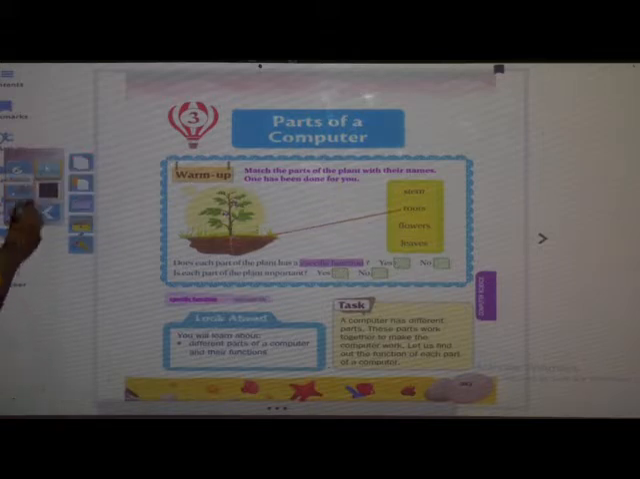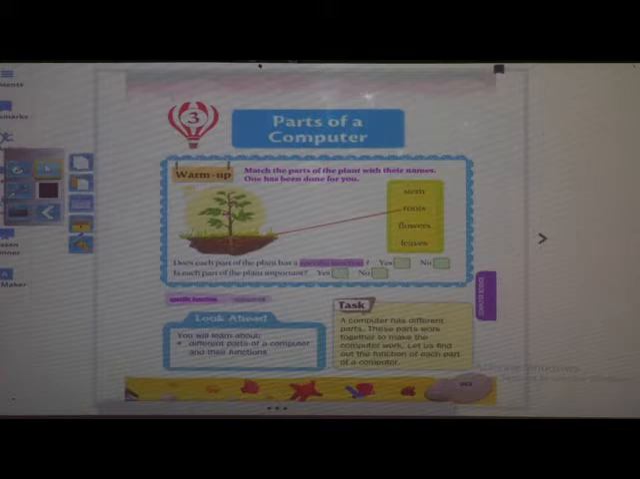Okay, now what are you going to learn in this lesson? You are going to learn about the different parts of a computer and their functions. A computer has different parts. These parts work together to make a computer work. Let us find out the function of each part of a computer. Each part has its own function. What are those functions that we are going to learn in this lesson?